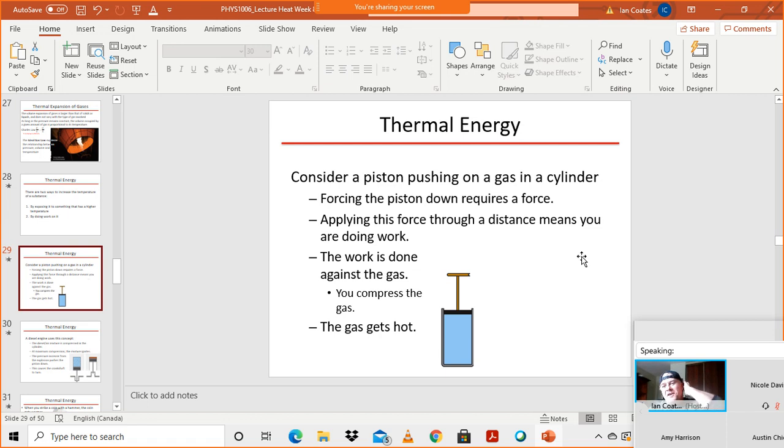And the work is done against the gas. So you're pressing this plunger down, and there's gas in here. You're compressing the gas, right? You're doing work. You're pushing this plunger down a certain distance. You're putting a force, so you're doing some work on it. You're compressing the gas, and what you're doing to the gas is you're making it unhappy.